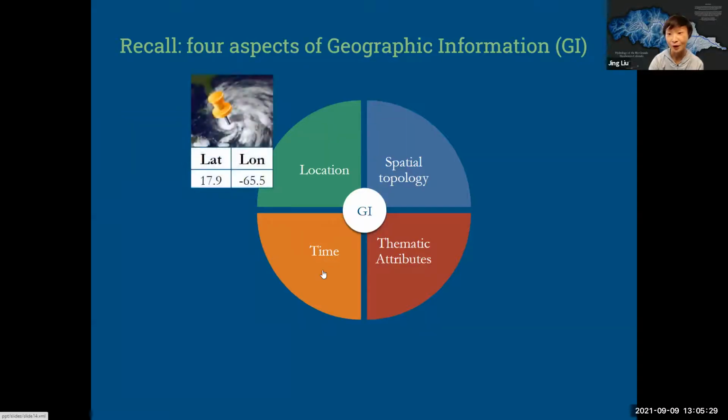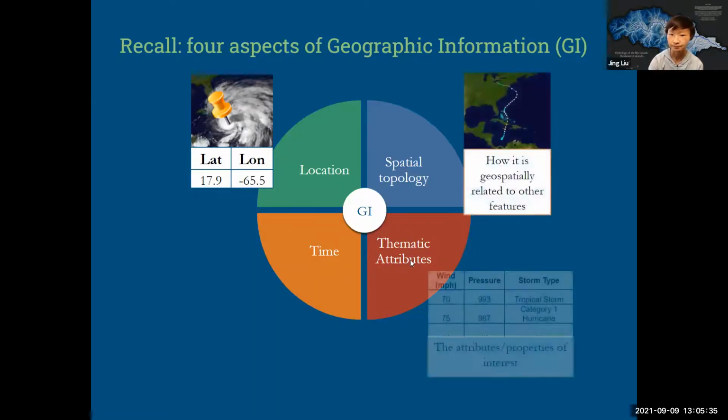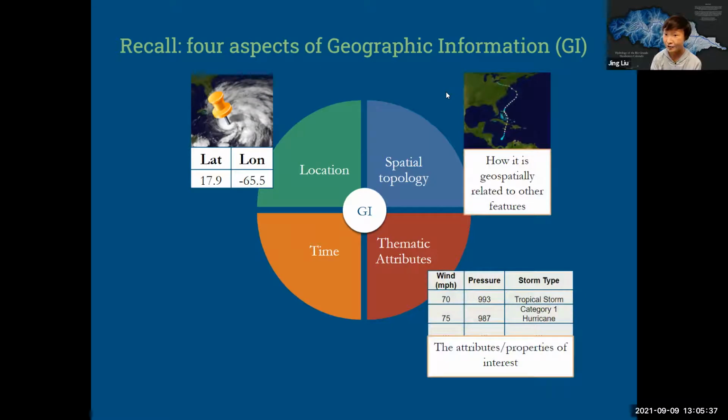So for example, hurricane, for example, your GPS data, you must have longitude and latitude. And for the thematic attributes, you probably save that in a table, right? Like this one, for hurricane, you have wind speed, you have pressure, you have storm type. And those 2, spatial topology and time, they're optional.